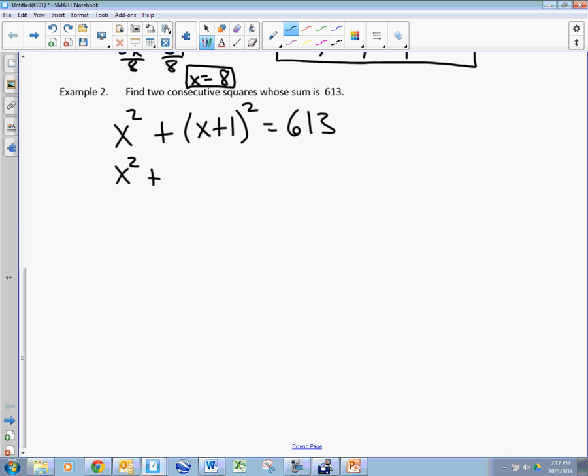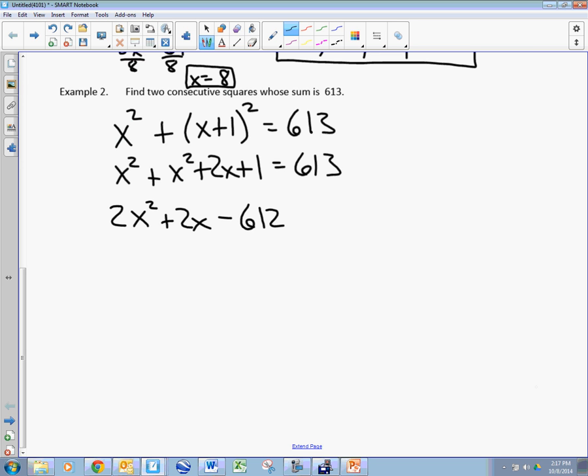What is x plus 1 squared FOIL out to? Very good. X squared plus 2x plus 1 equals 613. I have a quadratic. How do you solve quadratics? Gather everything on one side. We got 2x squared plus 2x. I'm going to subtract the 613 over, get minus 612. So that equals 0.